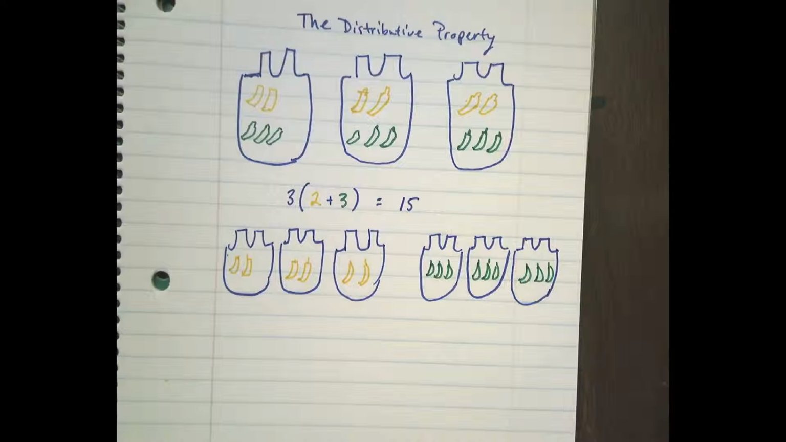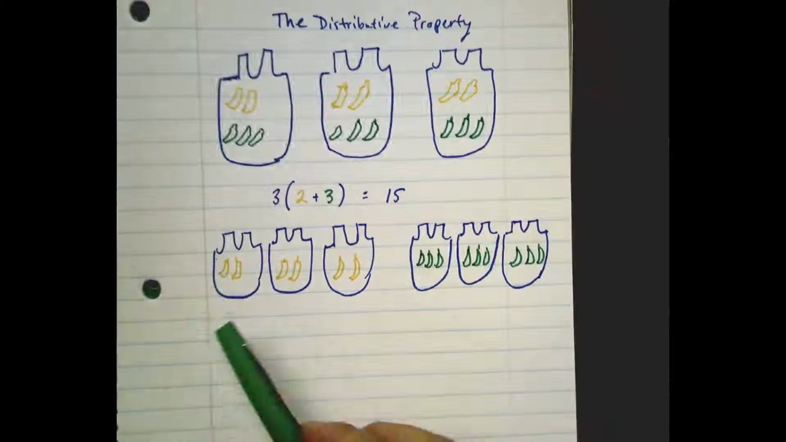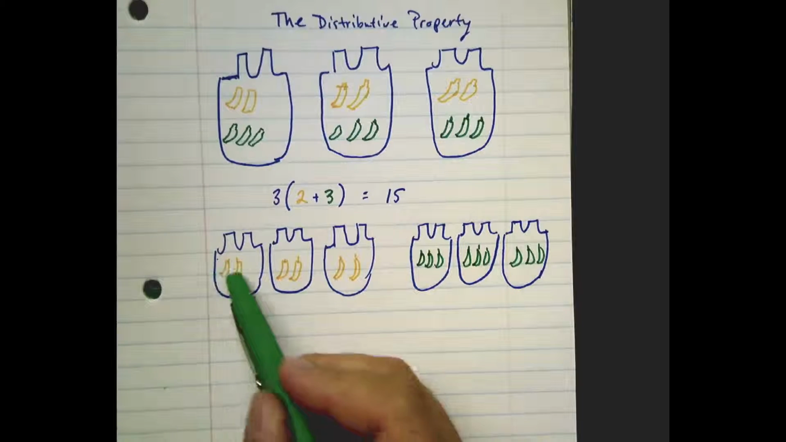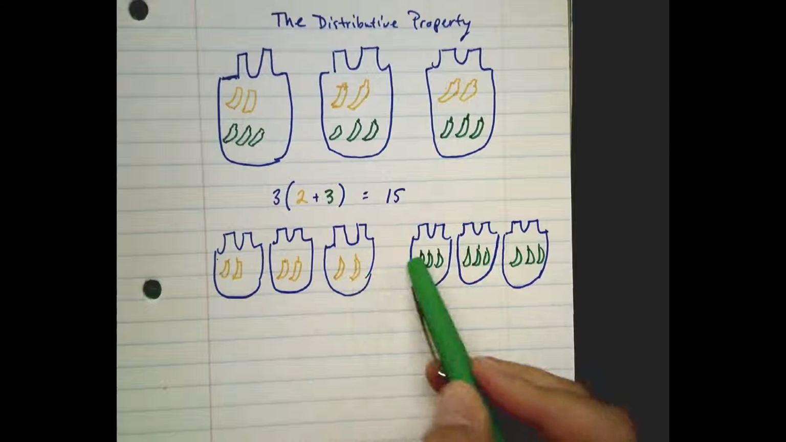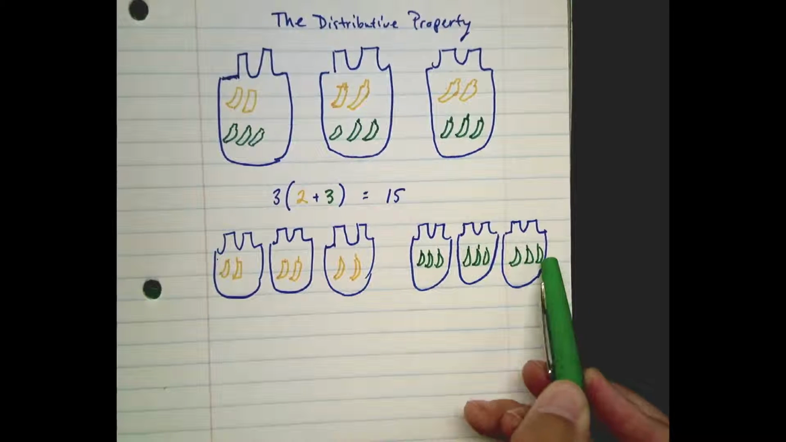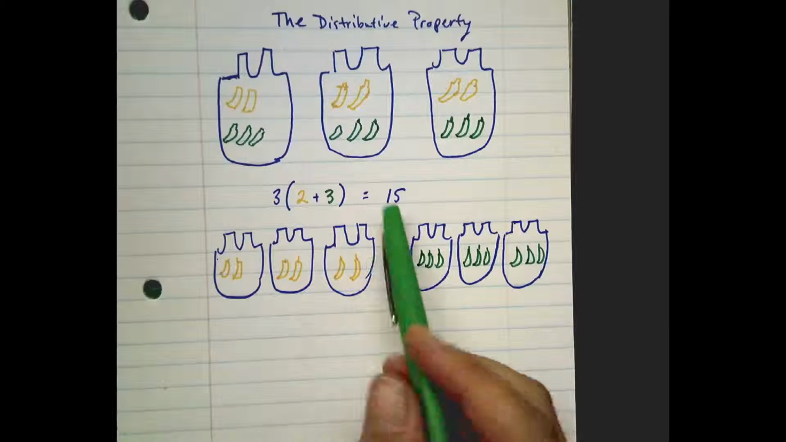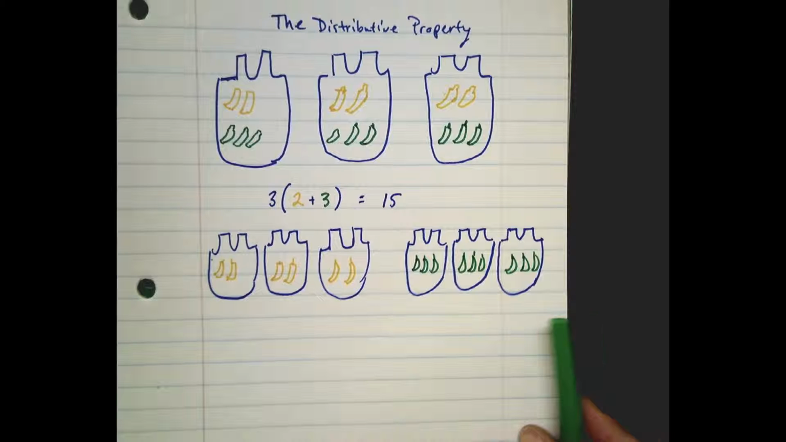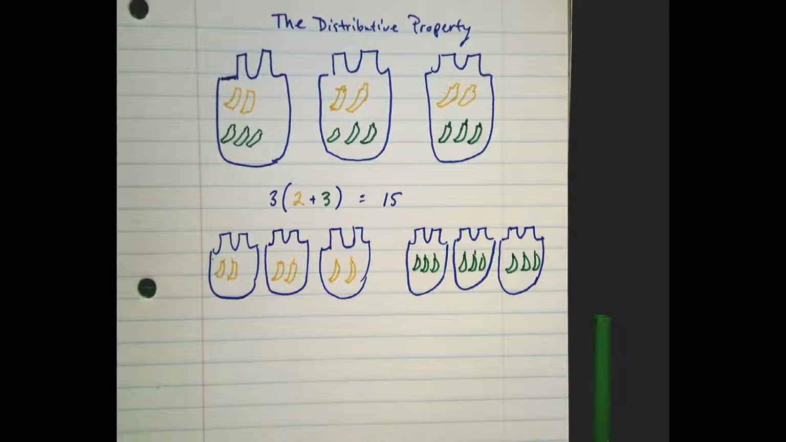Okay, so what the distributive property is saying is that you still have the same amount of bananas, we're just going to organize them a little bit differently. Let's just double check to make sure we have 15. So I have 1, 2, 3, 4, 5, 6, 7, 8, 9, 10, 11, 12, 13, 14, 15 bananas. So that's true, I do have 15 bananas. But what we did is we just organized them a little bit differently.